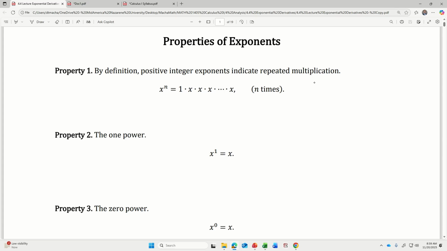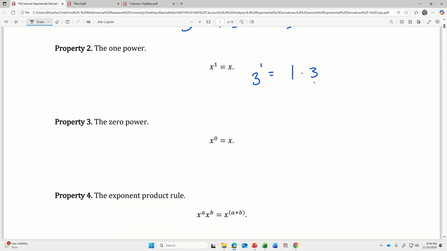But by definition, we say that if you have a positive integer for your exponent, that means repeated multiplication. So 3 to the 4th power is 3 times 3 times 3 times 3. I multiply by 3 4 times. The 1 power means I multiply by 3 one time, and so I get 3. The 0 power means I multiply by 3 0 times, so I get a 1.